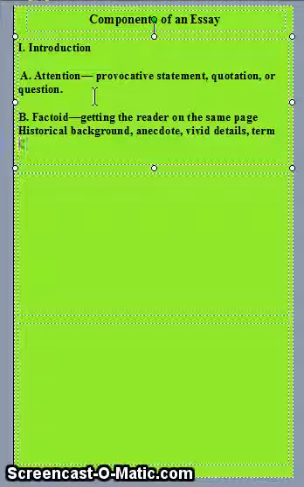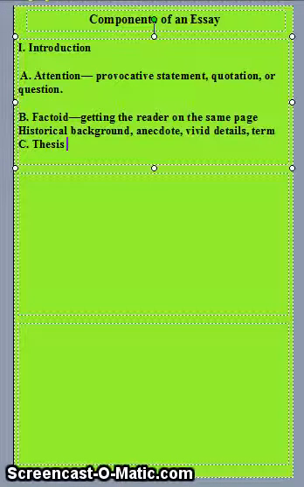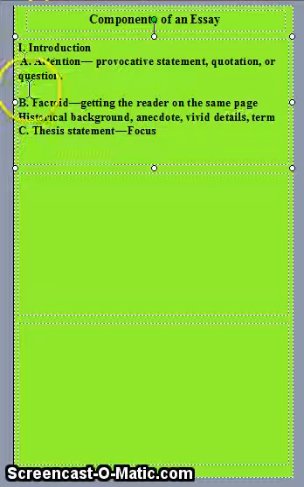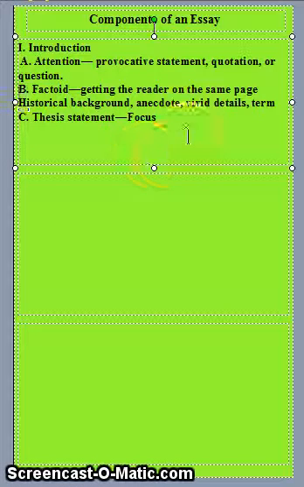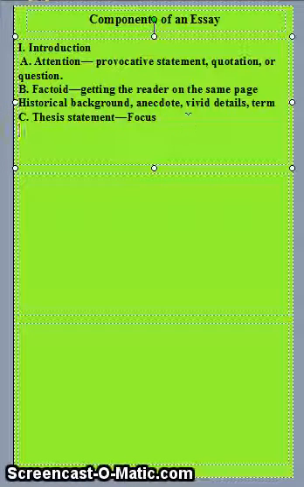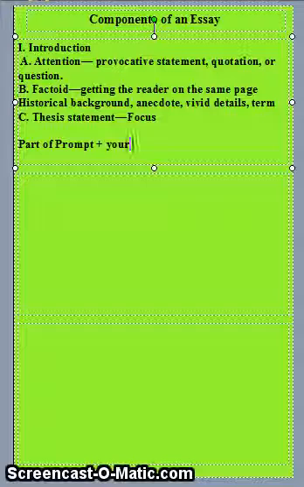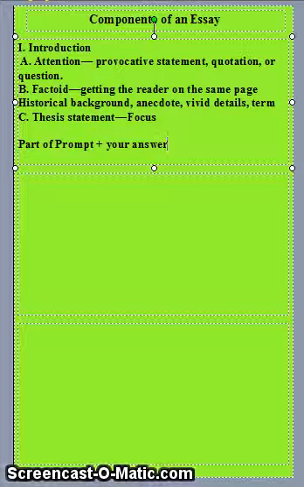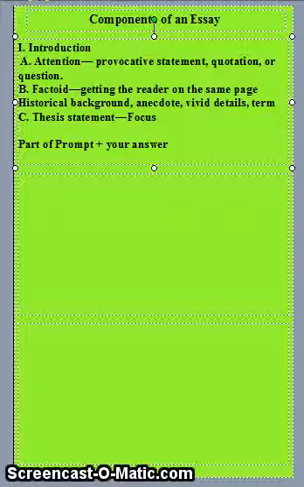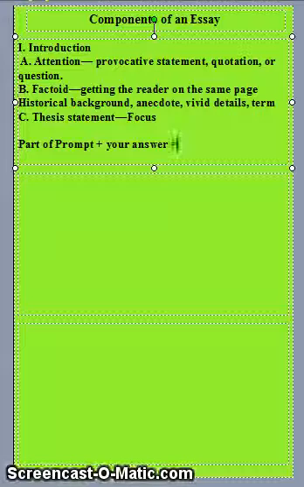The next thing you're going to do is add a thesis statement. And this is the focus of the paper. And thesis statements are not difficult to use or to actually create. Thesis statements are actually very, very easy. What you're going to do is take part of the prompt plus your answer, and that equals a thesis.